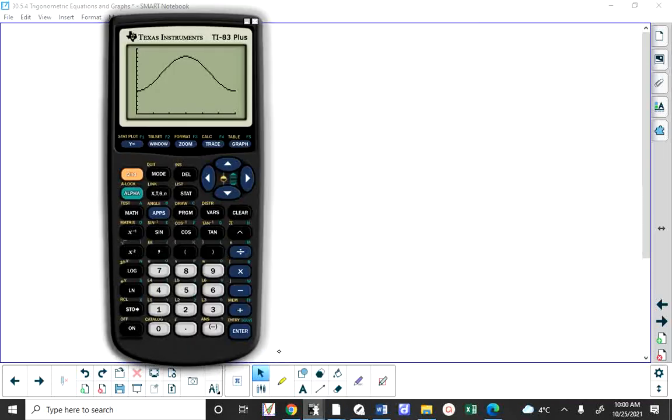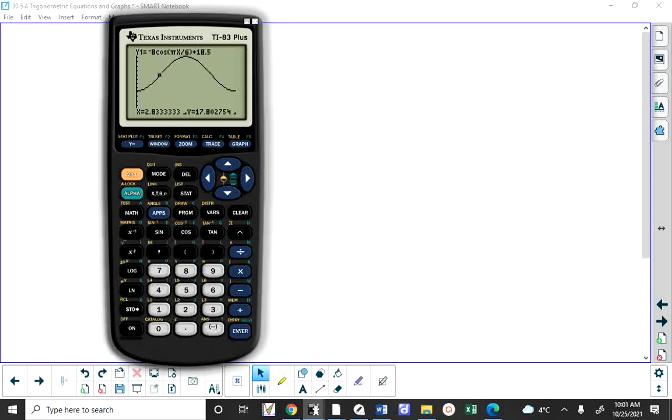Now, how is this helping me? Well, in question A, we want to know the depth of the water at 2.83 repeating hours. All you do is hit the trace button and enter your x coordinate, and it will locate that point. 2.83, 17.8 meters.